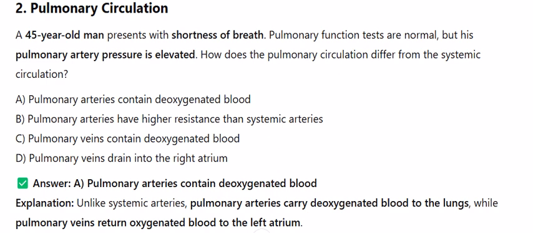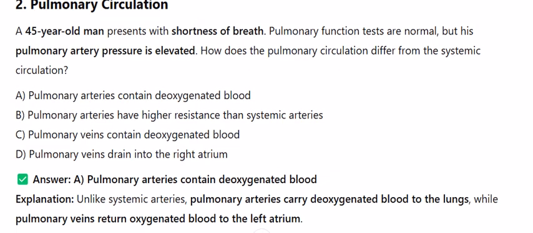A. Pulmonary arteries contain deoxygenated blood. B. Pulmonary arteries have higher resistance than systemic arteries. C. Pulmonary veins contain deoxygenated blood. D. Pulmonary veins drain into the right atrium. Answer: A. Pulmonary arteries contain deoxygenated blood. Explanation. Unlike systemic arteries, pulmonary arteries carry deoxygenated blood to the lungs, while pulmonary veins return oxygenated blood to the left atrium.